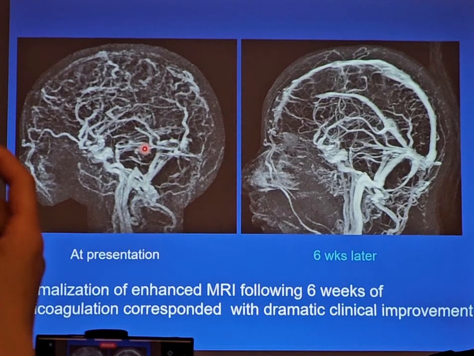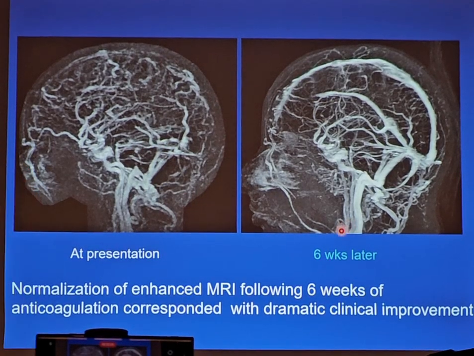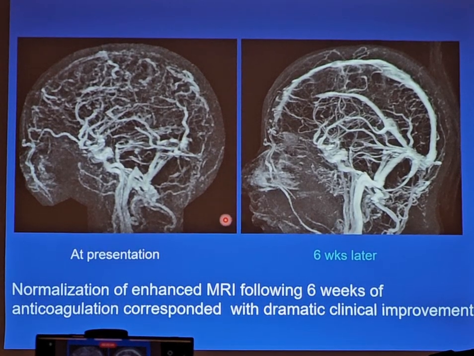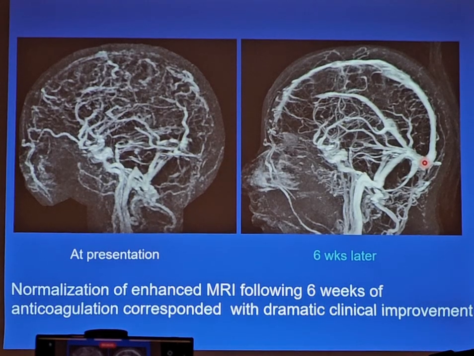And look at this mess, and look at this excellent evolution after giving proper anticoagulation therapy. Six weeks later, you see the whole sinus has reconstituted, the deep venous structures, the transverse sinus, everything has reconstituted, resulting in clinical improvement. So contrast-enhanced MRI venography is a beautiful way of following these patients with venous thrombosis.